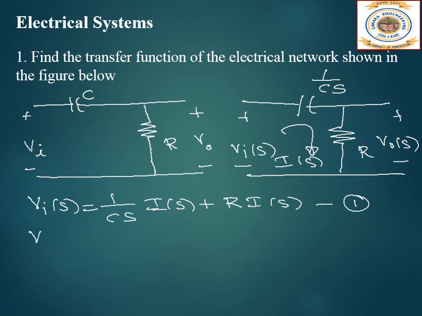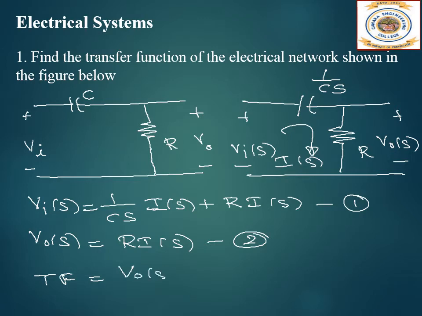Now we need the output. V naught of S will be equal to the voltage across R. Through R the current flowing is I of S, therefore it is R into I of S. This is equation 2. Now we know that the transfer function is the ratio of the Laplace transform of the output to the Laplace transform of the input. So the output here is V naught of S and the input is Vi of S. Let us substitute V naught of S and Vi of S and get the expression for the transfer function.